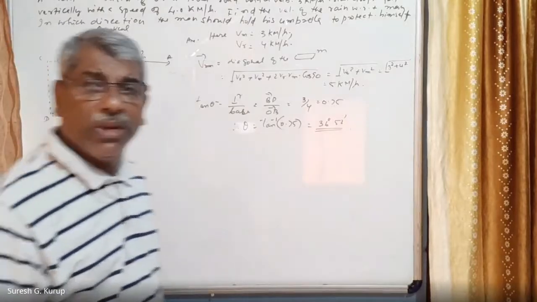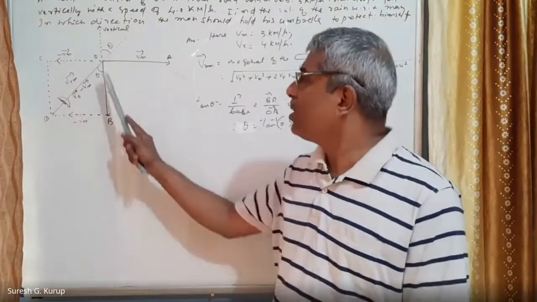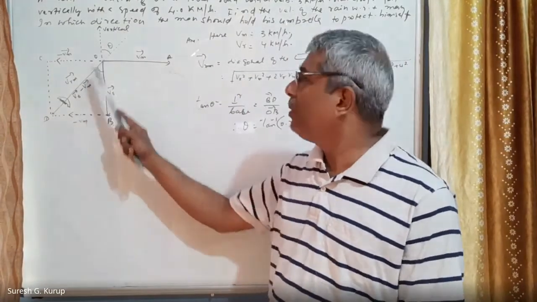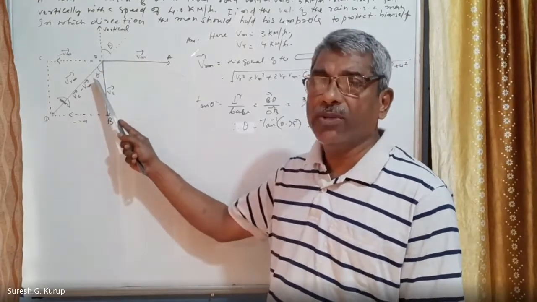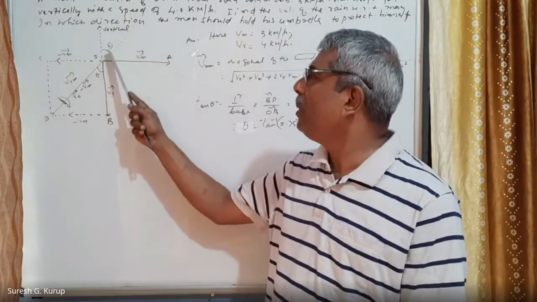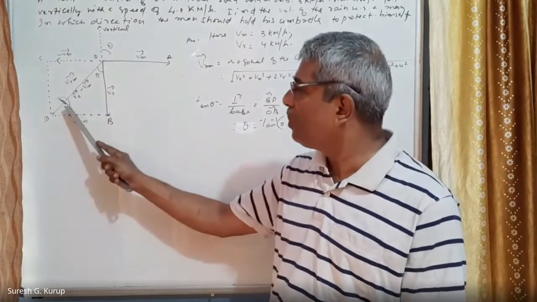And theta also can be calculated on the same figure itself. From this figure, this theta and this theta are vertically opposite. Actually, this is the angle theta. The man has to hold his umbrella in this direction. See, the direction of the umbrella is also shown.